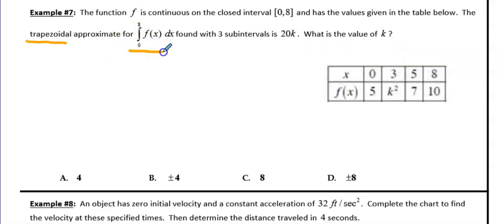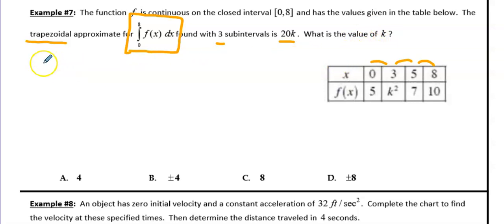And then I like this right here. This is the notation you guys are going to see in the next lesson when we start talking about the fundamental theorem of calculus. So this is actually what the notation is going to look like to find the area underneath the curve. It tells us that we have three subintervals, and that just means we have three trapezoids that we're looking at: 0 to 3, 3 to 5, and then 5 to 8. And it tells us what the approximation is equal to: 20k. And we want to find the value of that k.